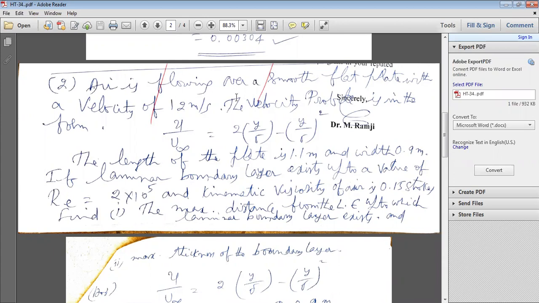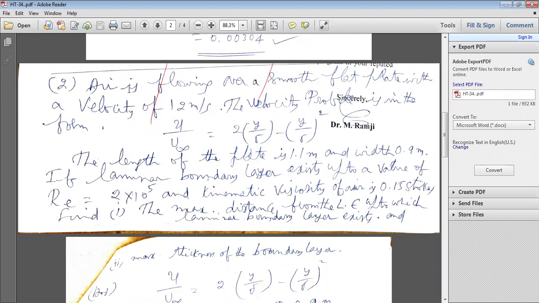Air is flowing. Second problem. Read the problem first. Air is flowing over a smooth flat plate with a velocity of 12 meters per second.